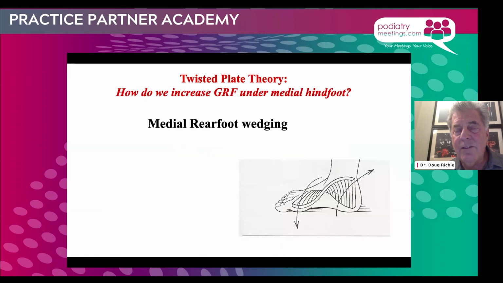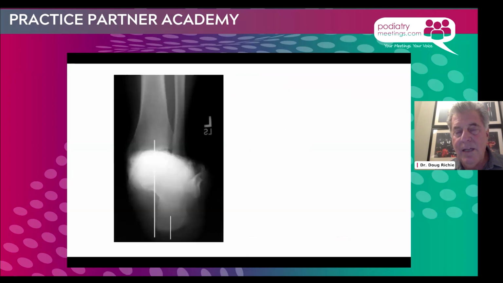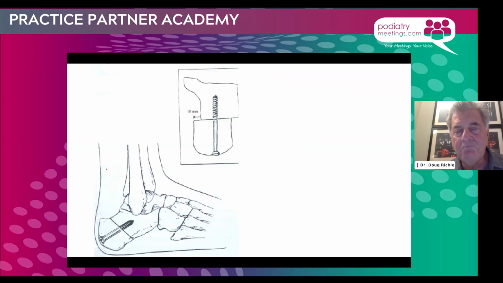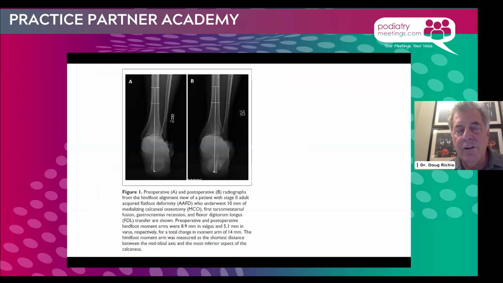We can accomplish the same thing with medial rear foot wedging following the twisted plate principle. The medializing calcaneal osteotomy does just that. It twists the rear foot into inversion, moves it medially, which we know will then cause or enhance pronation of the forefoot on the rear foot. So the medial displacement of the calcaneus is a powerful procedure for flexible flat foot deformity.